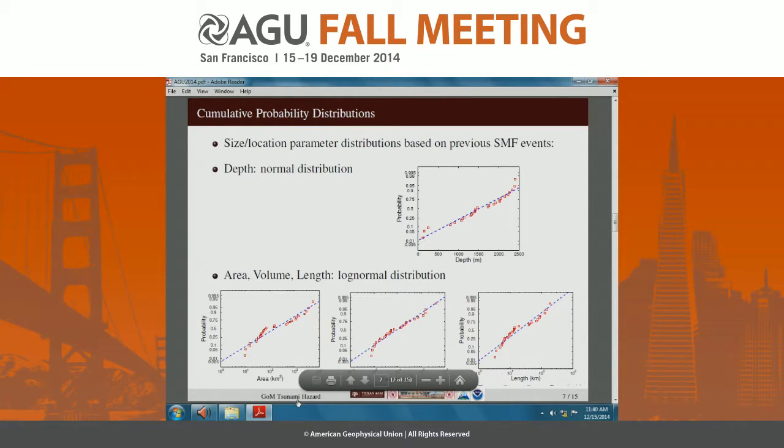The distributions that we use for size and location parameters come from previous SMF events within the Gulf of Mexico, and these are generally on the smaller scale, with the exception of those 3 large-scale historical sources I pointed out. And we have 27 events that we use, and we associate a distribution to each of the parameters, depth, area, volume, and length, and we see that depth follows a normal distribution. The red dots, or the red squares in these plots, are the actual data values, and then the dashed blue lines are the linear lines for a normal distribution for depth, and then area, volume, and length all follow a log normal distribution.